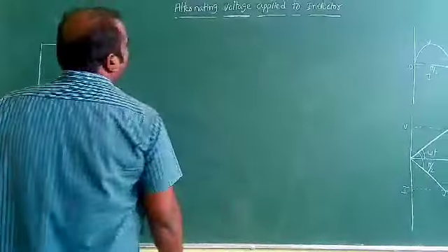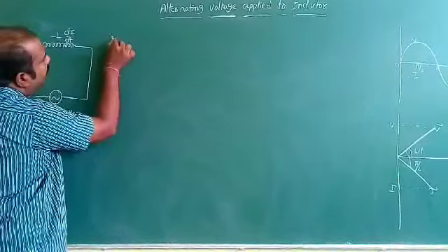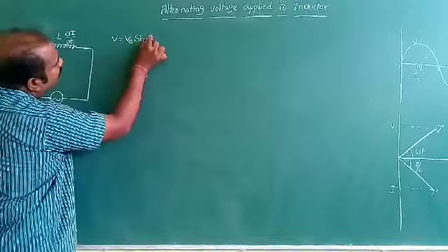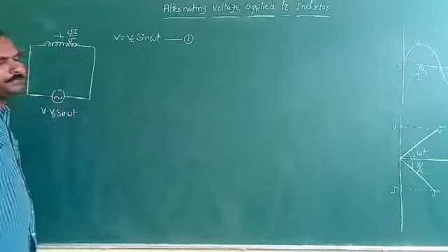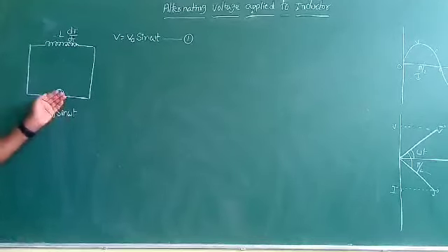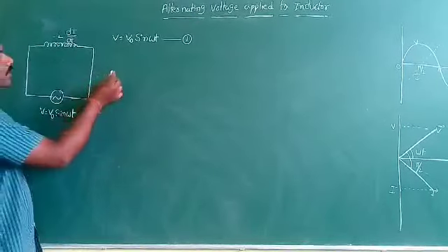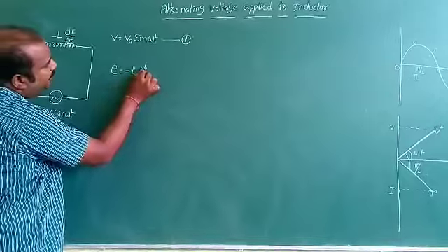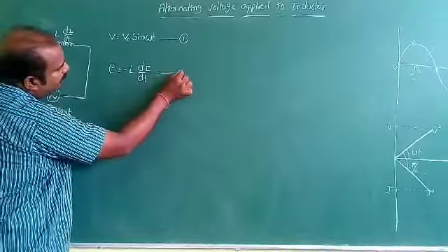First, when the alternating voltage is applied to the inductor, at any instant of time the voltage is given by V is equal to V naught sin omega t. This is equation 1. Now, when the AC is passing through the inductor, the induced EMF is given by E is equal to minus L into di by dt. This is equation 2.